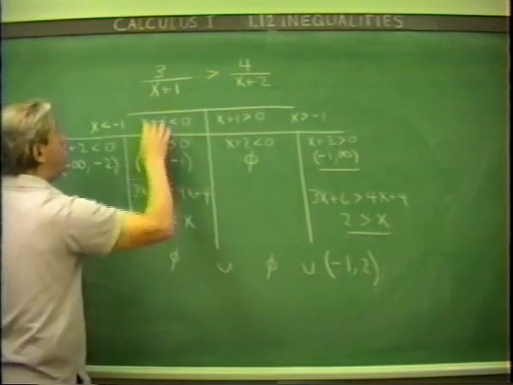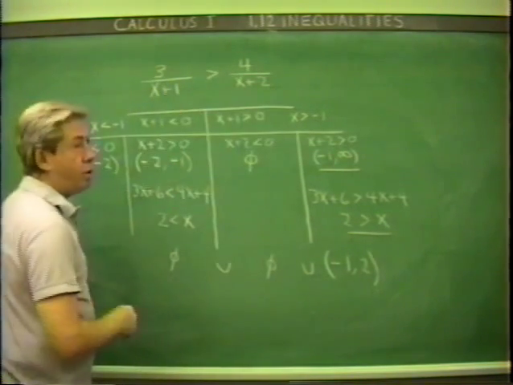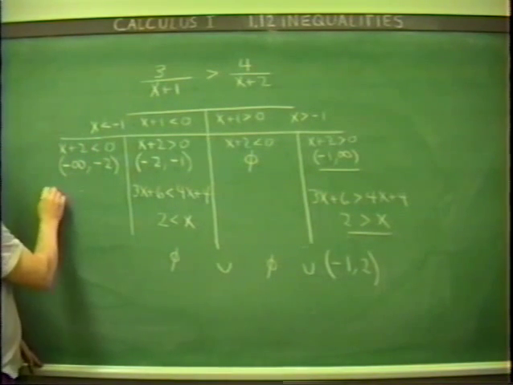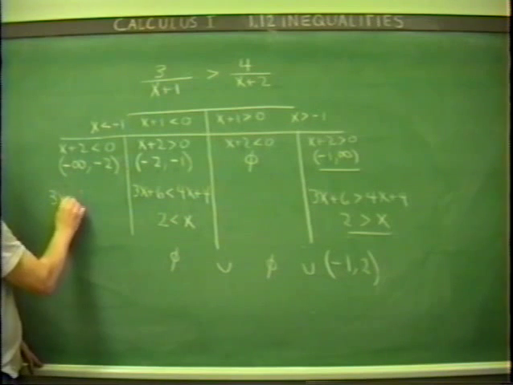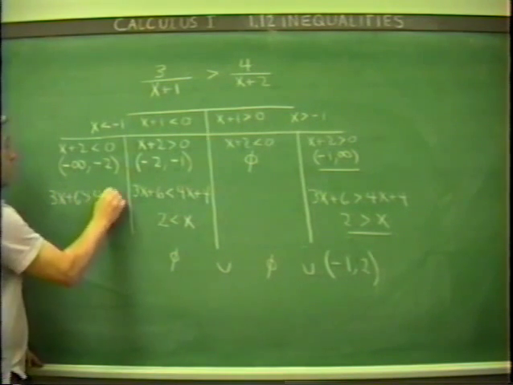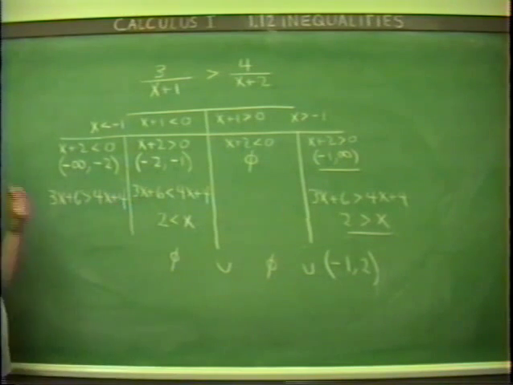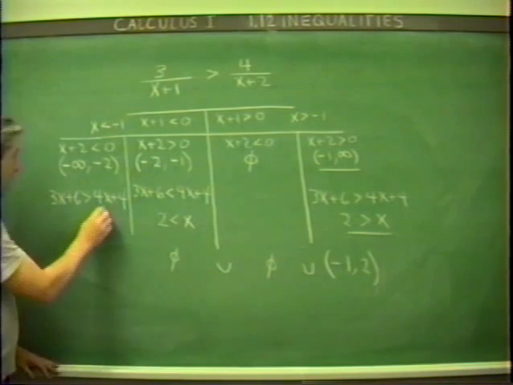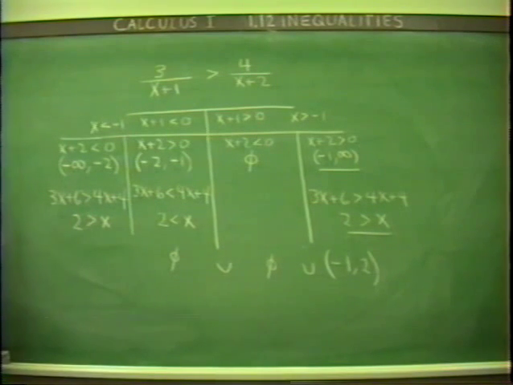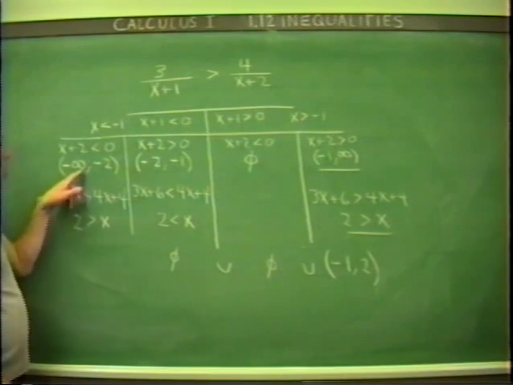Finally, over here, when x plus 2 is less than 0 and x plus 1 is less than 0, then when we multiply it by x plus 2, it will reverse the inequality, and by x plus 1, it will reverse it back, and we will get the inequality 3x plus 6 larger than 4x plus 4. That's to say, again, x less than 2.